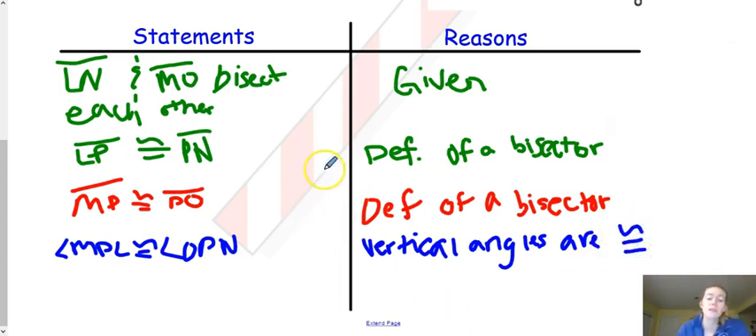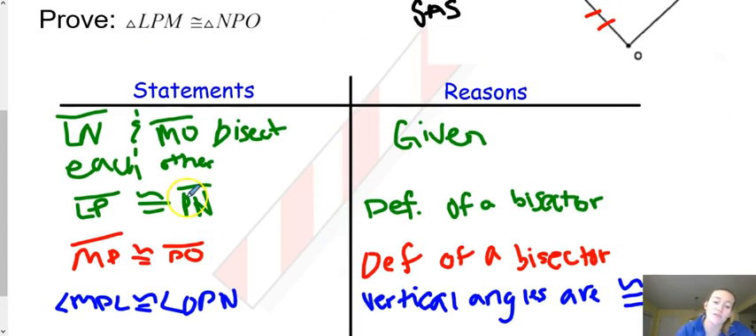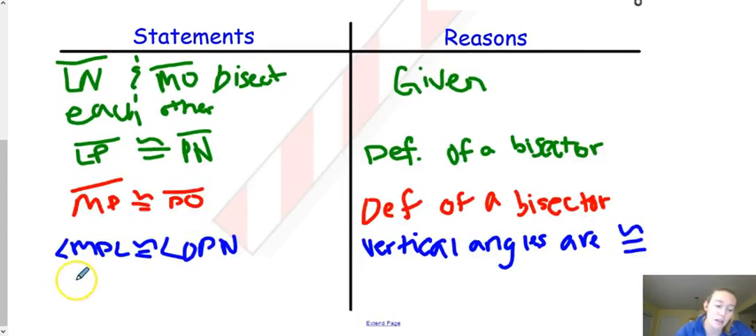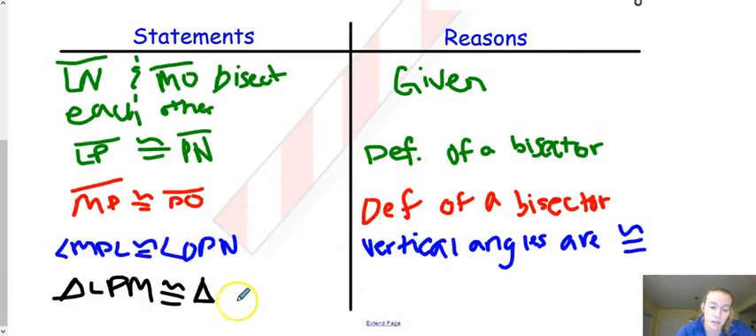Now we have all of our pieces and we can write our final statement at the bottom. Again, we just copy what they told us to say. So triangle LPM is congruent to triangle NPO, and it was because of side angle side.